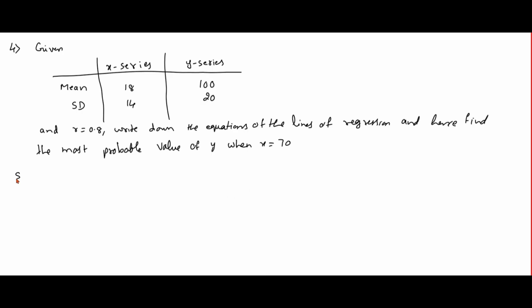So we'll first write down the data that is given over here. So here X series mean value is given. So X bar value will be 18. Here mean for Y series, that is Y bar value, is given as 100. Standard deviation for X series, that is sigma X, will be equal to 14. And for Y series, sigma Y value is given as 20. So these are the values that are given to us. So we'll try to use the lines of regression.